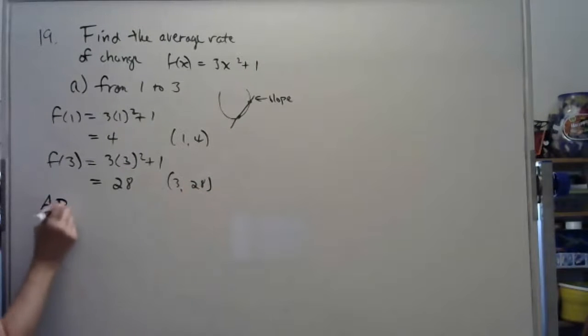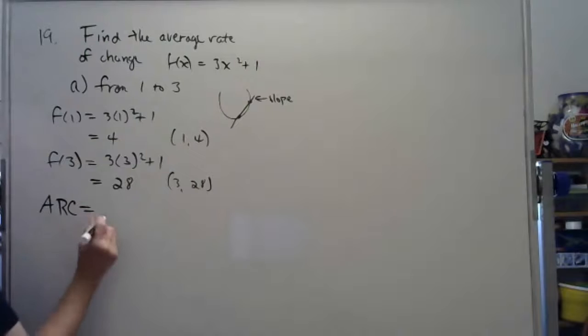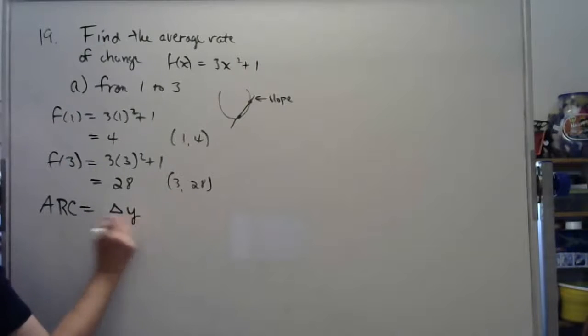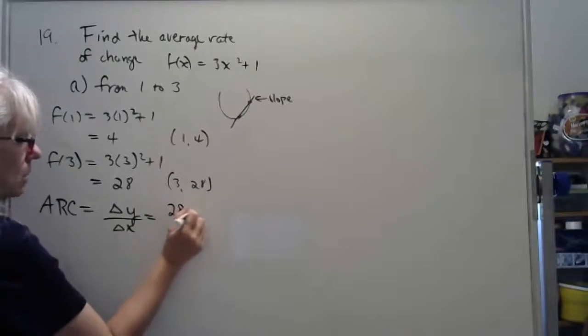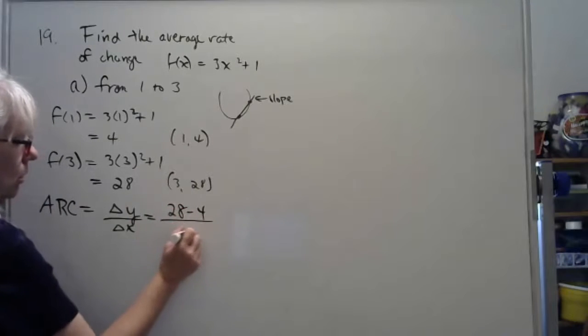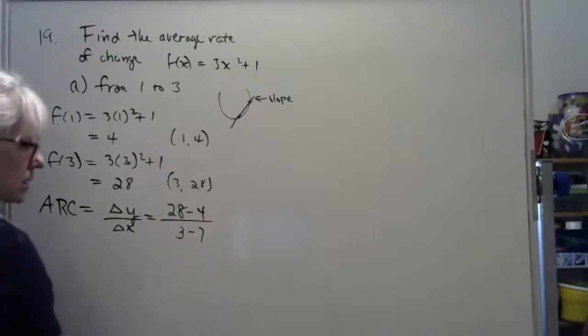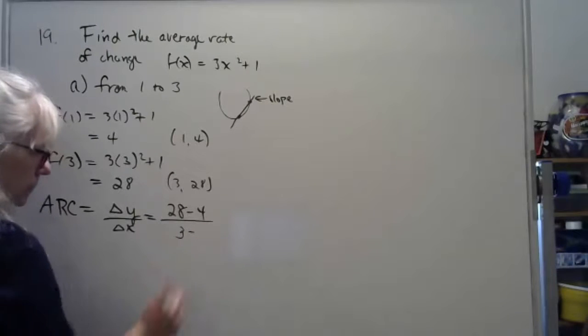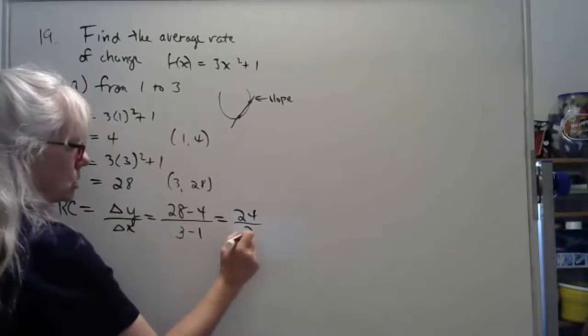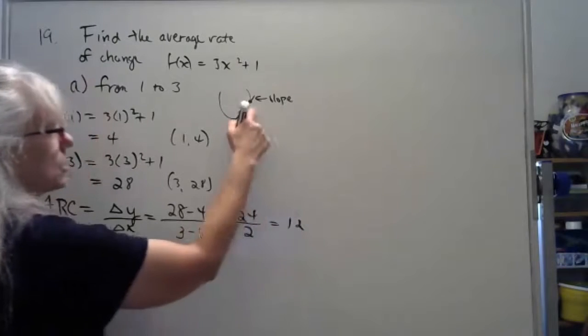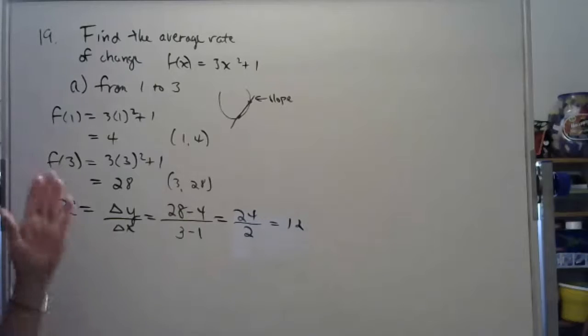So to get the average rate of change, we'll do our slope. That's the change in y over the change in x. So the change in y would be 28 minus 4, all over 3 minus 1, the change in x. So 28 minus 4 is 24, 3 minus 1 is 2, we end up with 12. So the slope of that line would be 12, so fairly steep. Okay, and that's average rate of change. That was somewhere also in chapter 3 floating around.